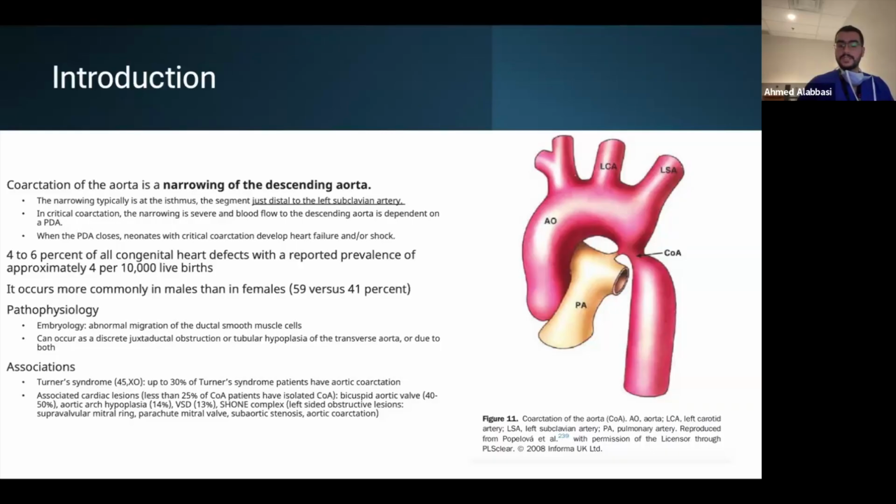13% have a ventricular septal defect, and it can occur in the setting of a Shone complex, which is a complex of left-sided obstructive lesions. And I usually like to remember it through the mnemonic PASS, where the blood has to pass through four stenotic or obstructive lesions on the left side. So you have P for a parachute mitral valve, A for aortic regurgitation, and the two S's are for a supravalvular mitral ring and a subaortic stenosis. So it does occur in the setting of a Shone complex as well.